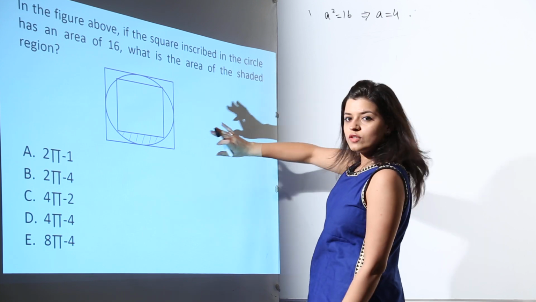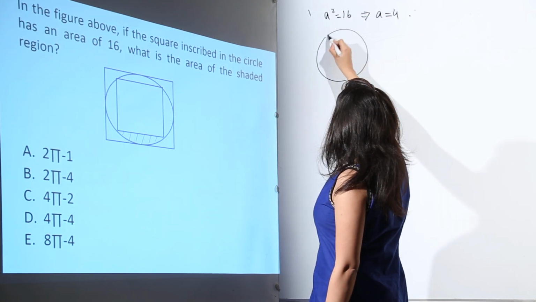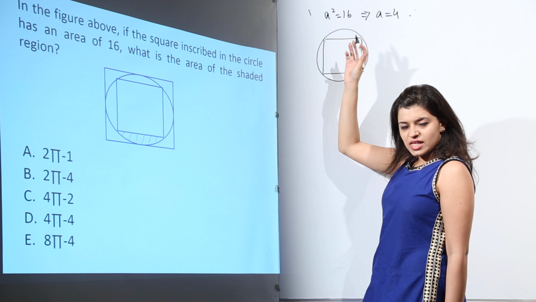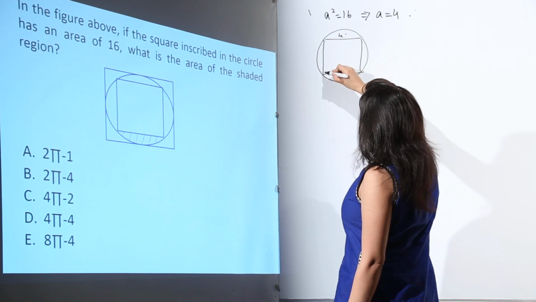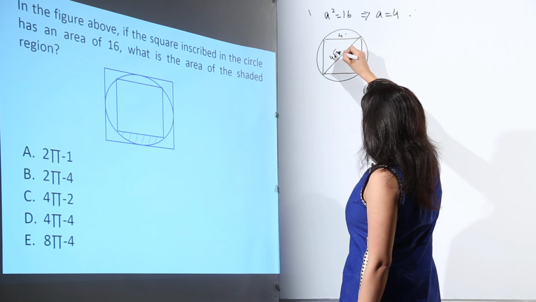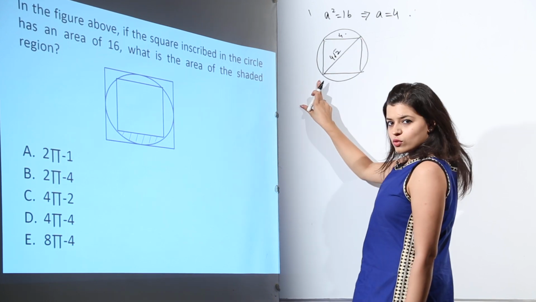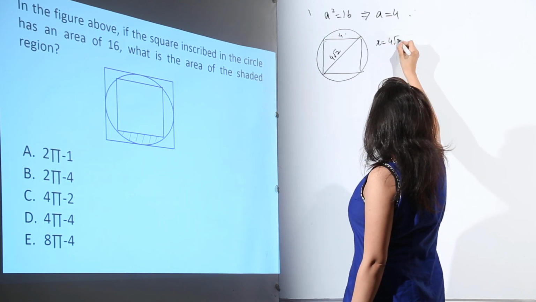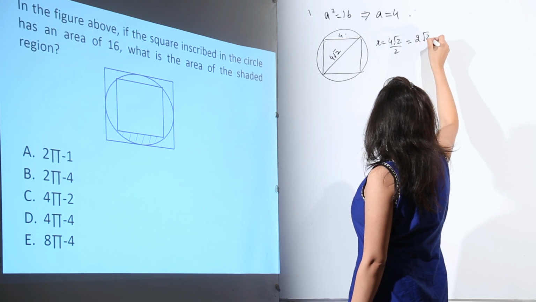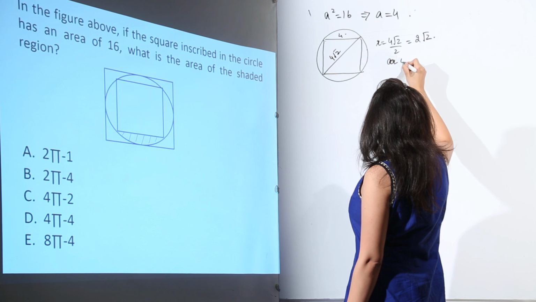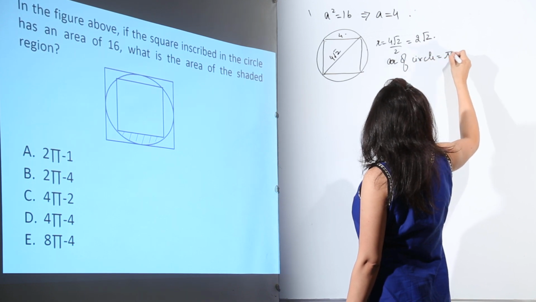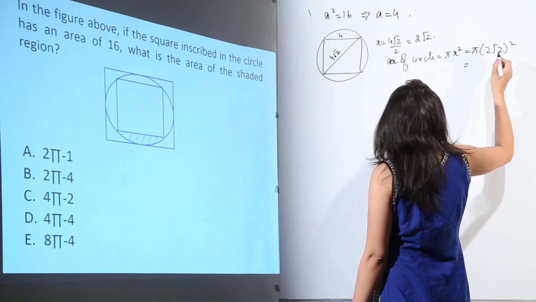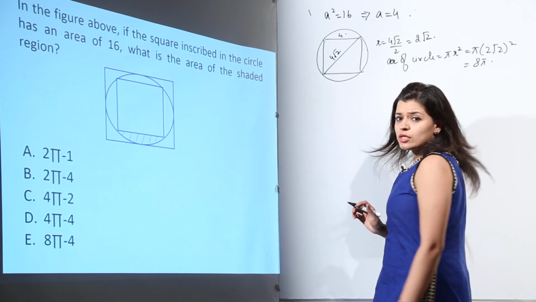Now we have to find the area of the shaded region. Let us draw this figure. Now we know that every side of the square has value 4, and so the diagonal will have a value of 4 root 2. That means the diagonal of the square is equal to the diameter of the circle. So we can say that the radius of this particular circle is 4 root 2 by 2, that is 2 root 2. So we can calculate the area of the circle. Area of the circle in this case will be pi r square, that means pi into 2 root 2 square, that means 8 pi.